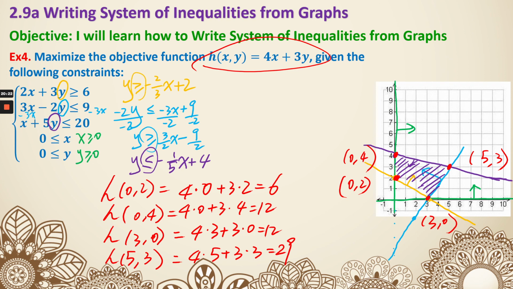And clearly, that will be my biggest. Max equals 29 at 5, 3. So that's the maximum value I can have for this example.